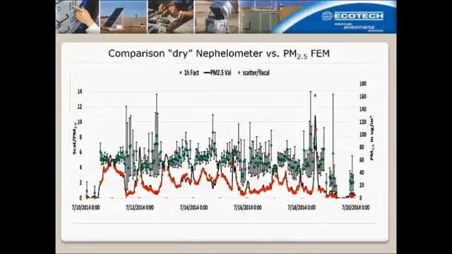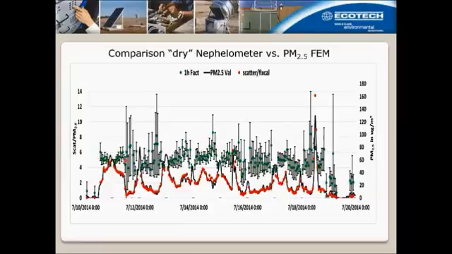When you measure with that nephelometer in the dry mode, as I explained before, then you can compare that with, for instance, an FEM beta monitor, which I did here. And you see the black curve is the FEM concentration, PM2.5, and the red dots are the measured scattering coefficients from the nephelometer, just divided by a constant factor of about 5. And you see they track each other for a 2 weeks period very, very nicely.